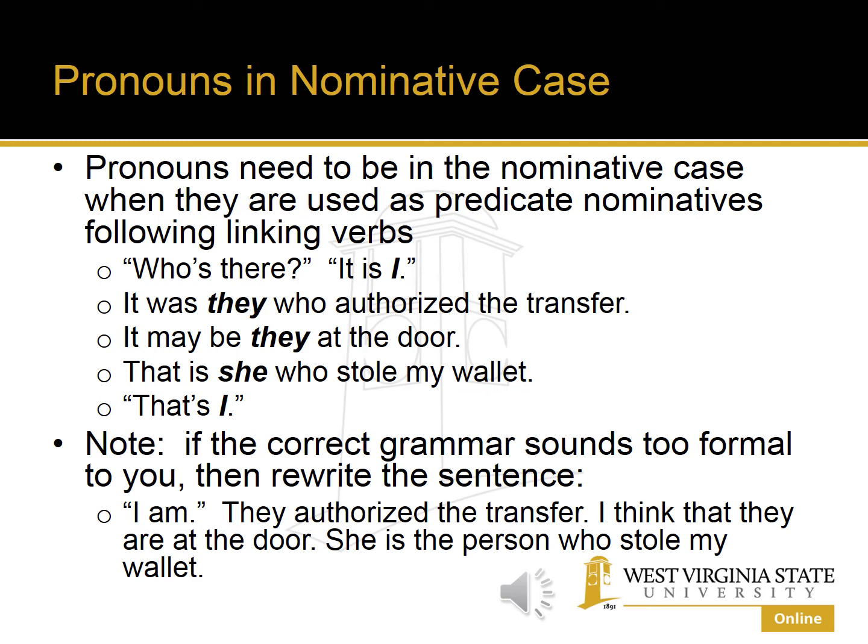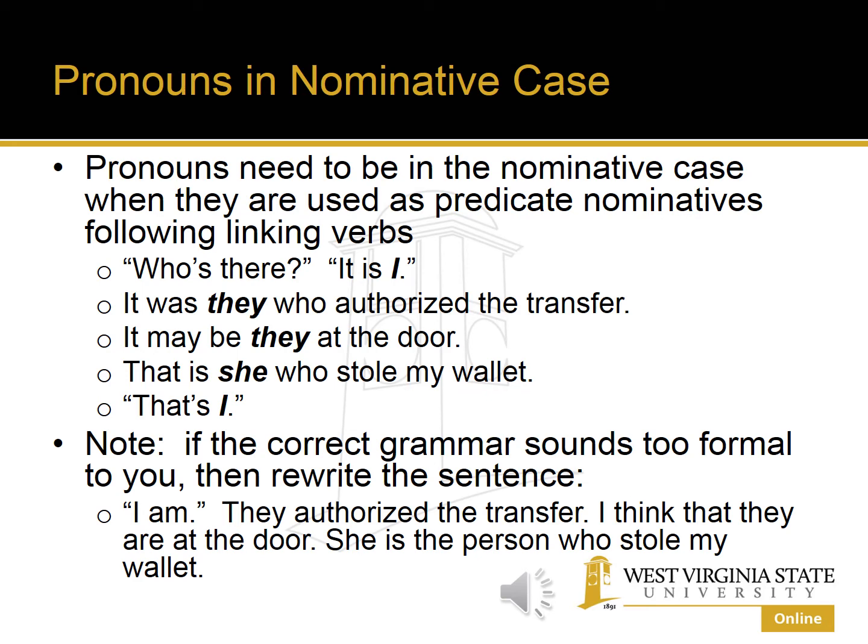That is she who stole my wallet. Same thing. We see that is a predicate, is a nominative case, is a linking verb, so we need a nominative case, she. And finally, that's I. I'll bet no one says that except for very, very proper people. That's me is probably much more common when you're pointing, for example, to a photo and you say, yeah, that's me. But correct grammar would be that's I.